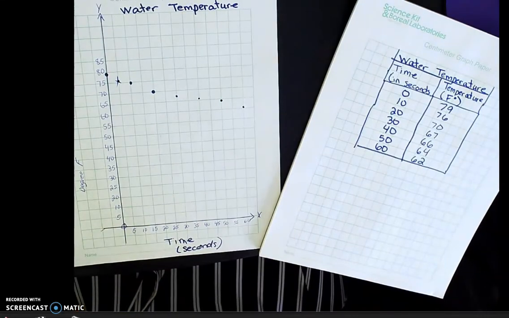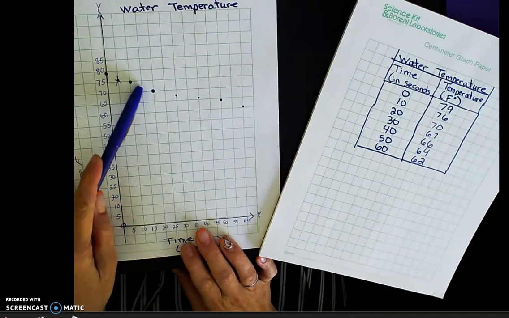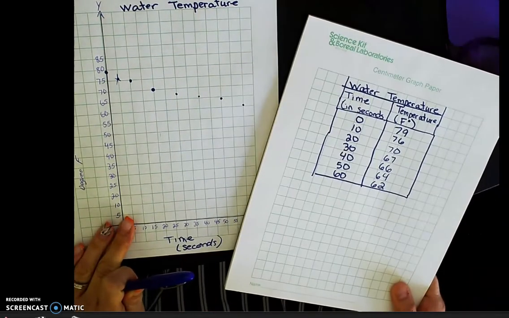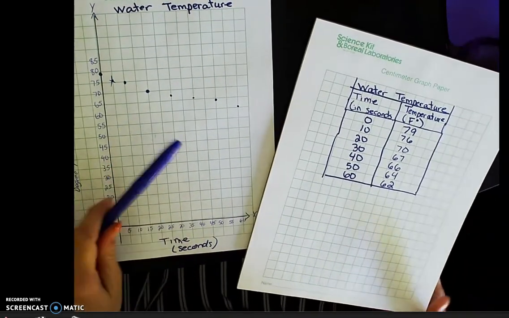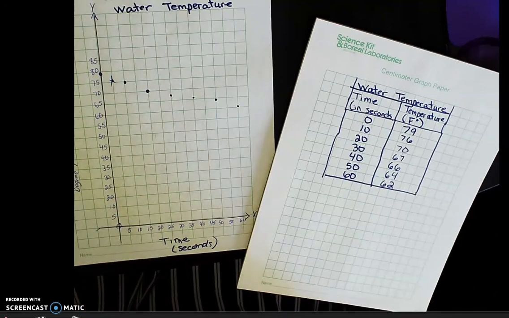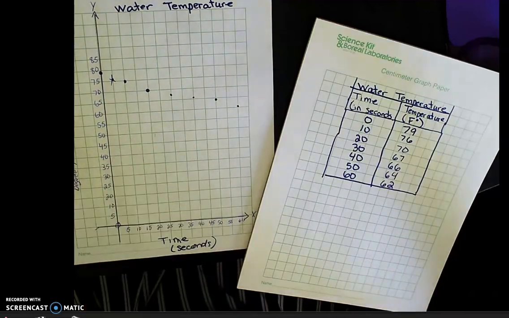So now I have my data and I can see how it kind of dropped pretty quick and it kind of started slowing down a little bit. But I took my real world data and I put it on my chart, and now I can do some scientific analysis of it. So this is one example of how we can use real world data on a coordinate plane.